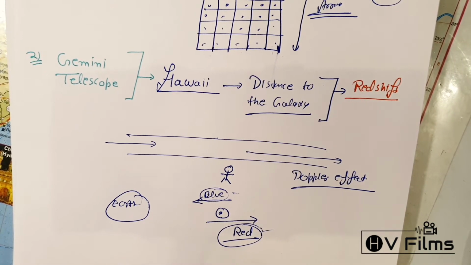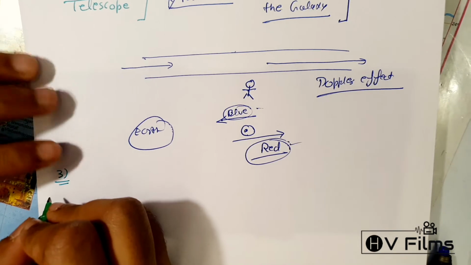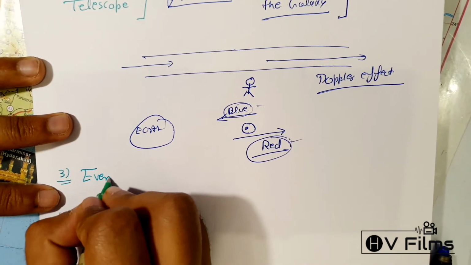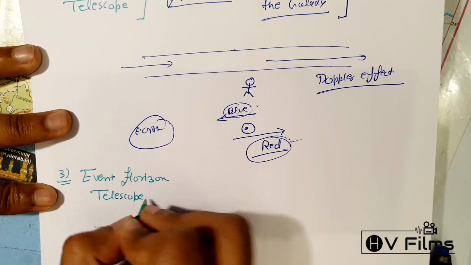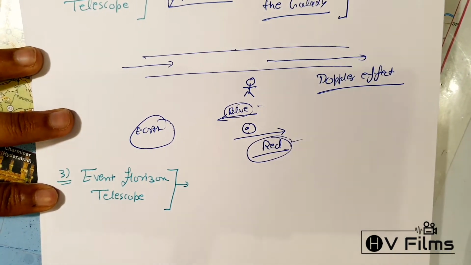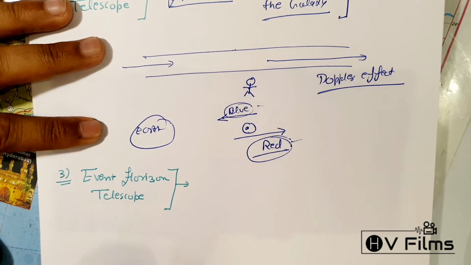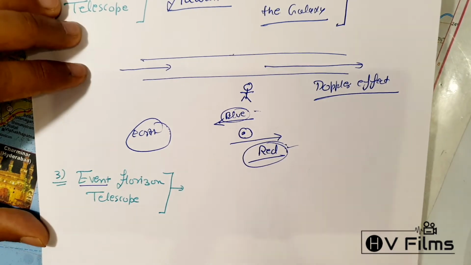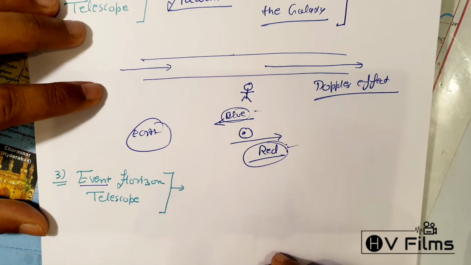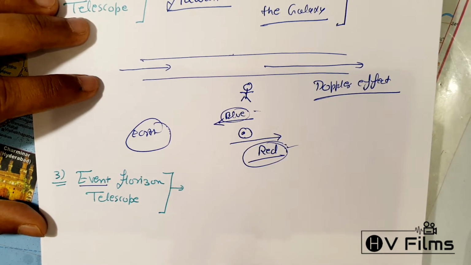Then the next one in the list is the Event Horizon Telescope. This is basically used for black holes. We will discuss this in the next chapter, when we study basic physics regarding dark energy, dark matter and black holes. Generally, black holes are completely invisible, and the only way to detect them is through an event horizon, and that is why the name is Event Horizon Telescope.